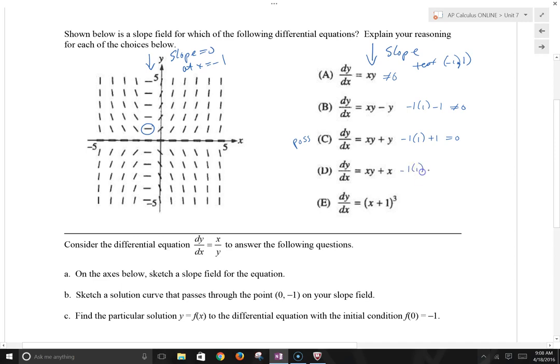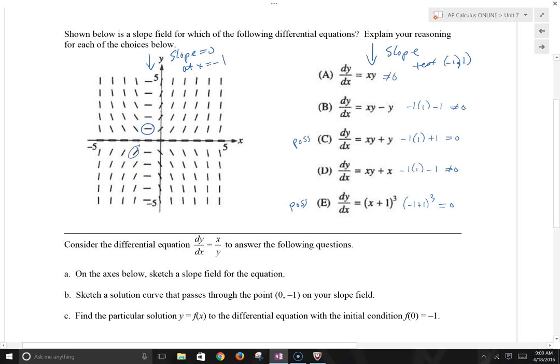Negative 1 times 1 minus 1, that's not 0. This time we just have an x, so negative 1 plus 1 to the third equals 0. So we have two possibles. Now we need to pick a different point where x is not equal to negative 1. So let's pick, I don't know, let's pick this one.